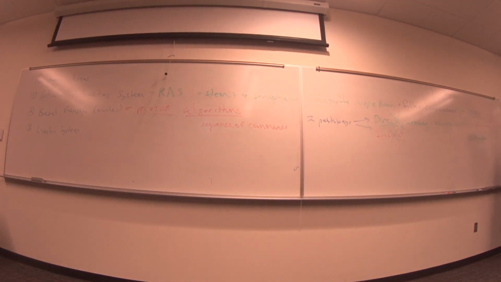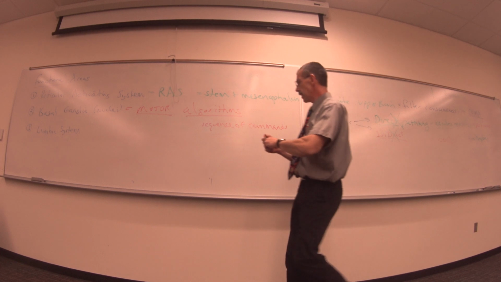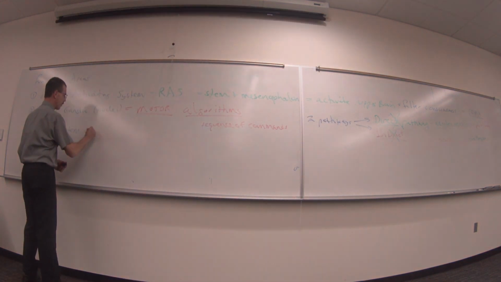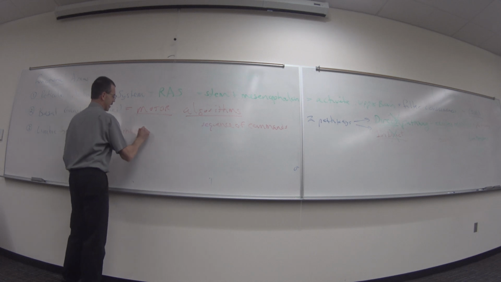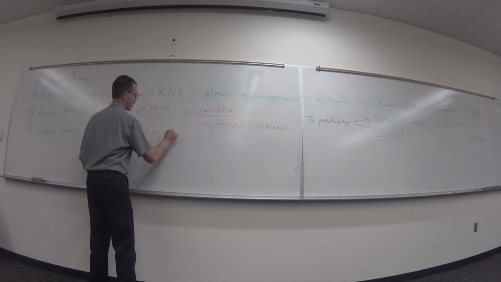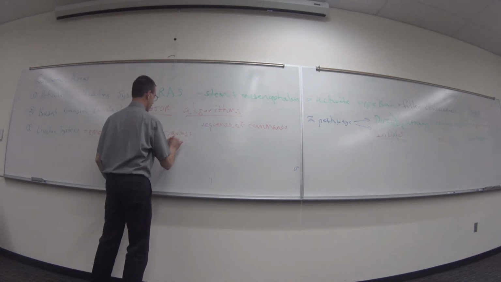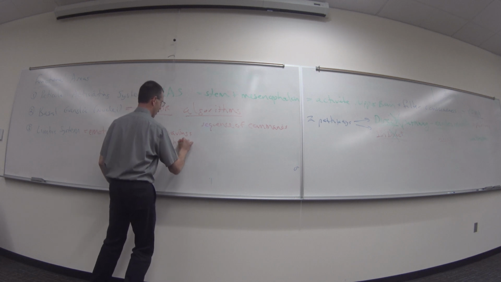The last one of these integrative areas is your limbic system, which you can't see in the dark. Your limbic system. Let's try it. Limbic system is for emotions and memories and cravings, also called choices.